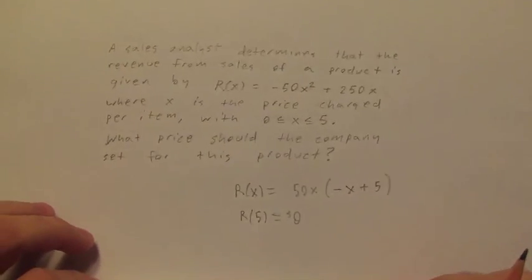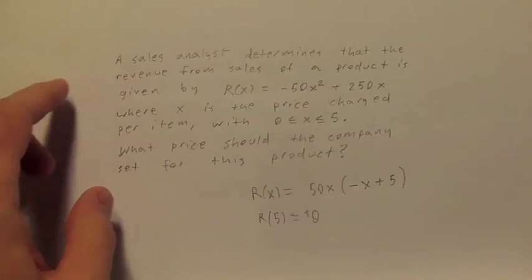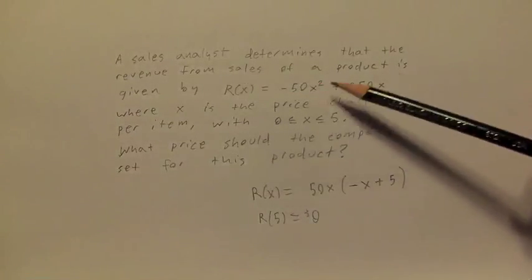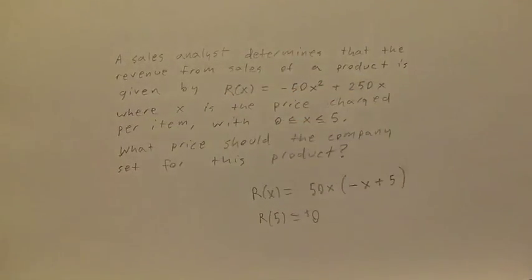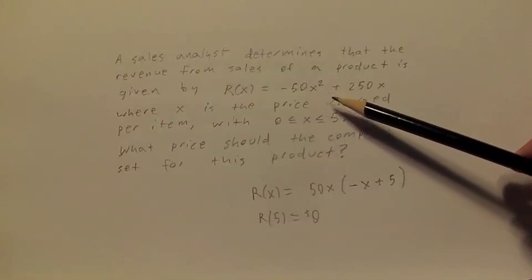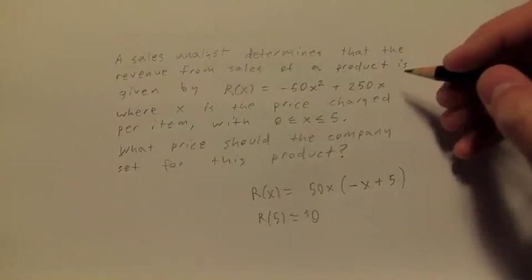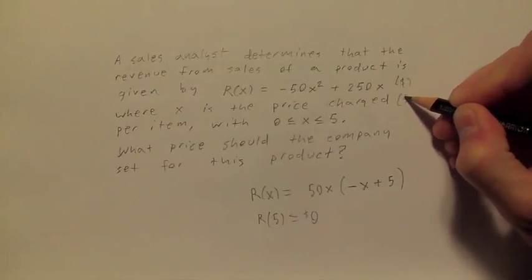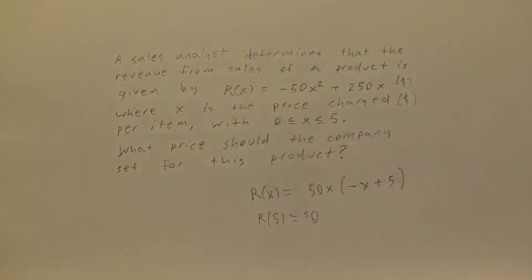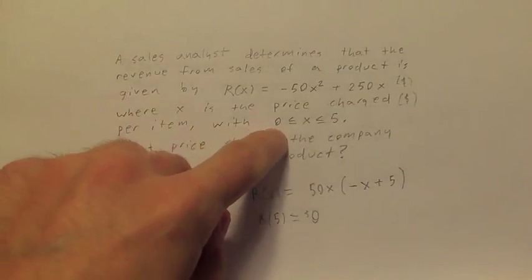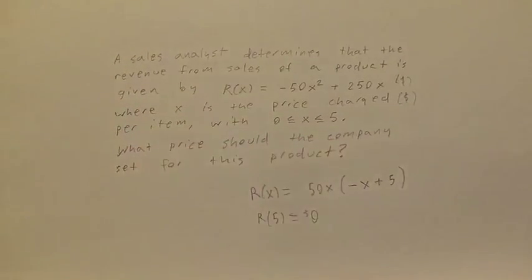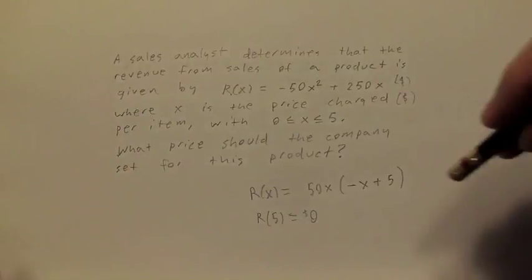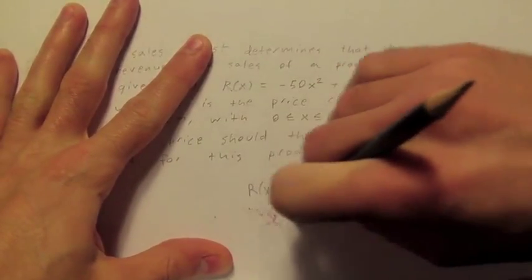All right, so we'll start with an example here. Let's say we have a sales analyst that determines that the revenue from sales of a product is given by this function here. R of x equals negative 50x squared plus 250x, where x is the price charged. Both of these are in dollars. Okay, so the price charged per item, and this is with x between 0 and 5. All right, so then the question is, what price should the company set for this product?